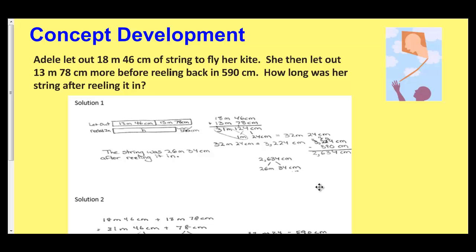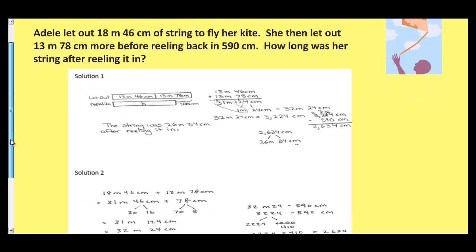Oh, I forgot. I skipped a step. So once I found out how long the string was altogether, I had to come over here and subtract that 590 to find out how much it was when she reeled it in. So I came over here and I subtracted, and it ended up with 2,634 centimeters. But I wanted to make that meters and centimeters, so I pulled 26 meters out and 34 centimeters. So it's 26 meters and 34 centimeters after reeling it in.